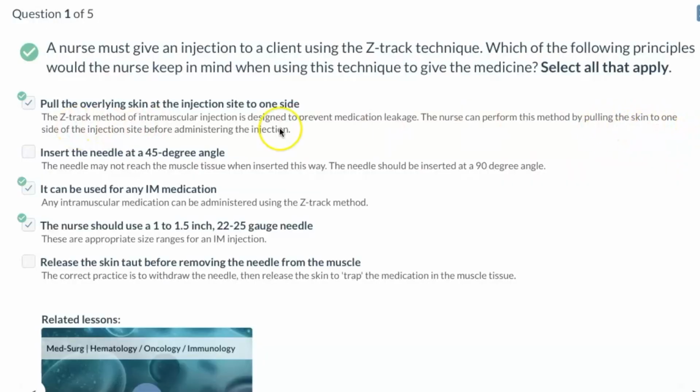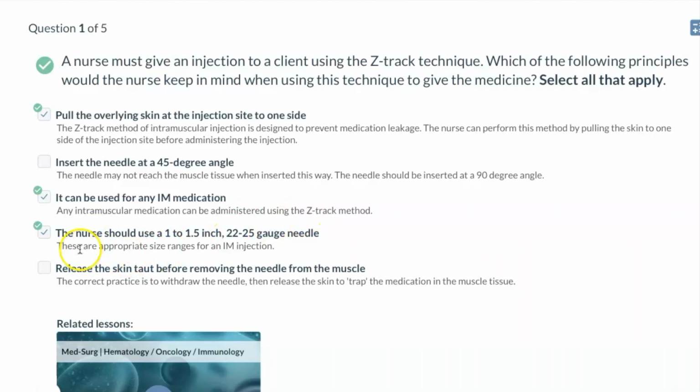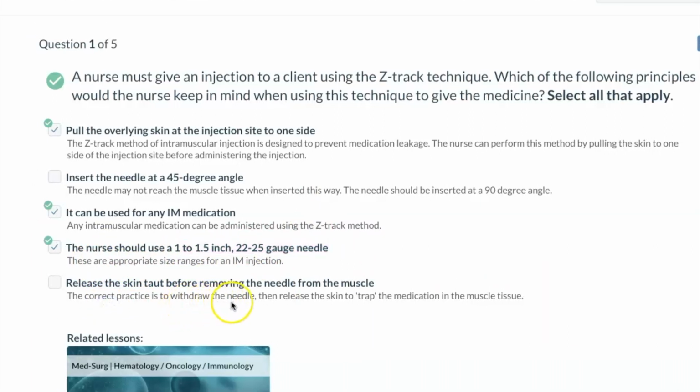So you pull the skin to one side and the needle should be inserted at a 90-degree angle. And this is the appropriate size. And the correct practice is to withdraw the needle. Then you release the skin to trap the medication in the muscle tissue.